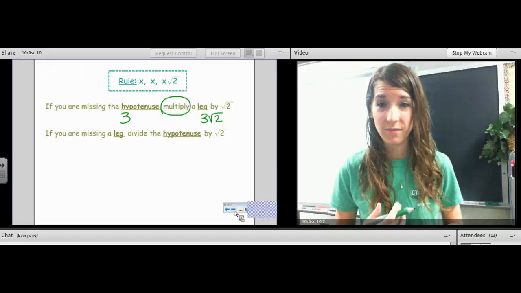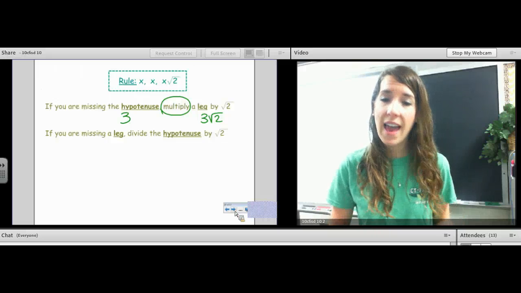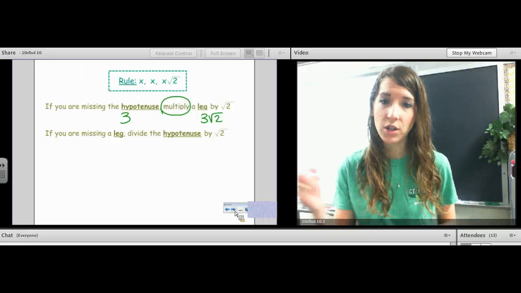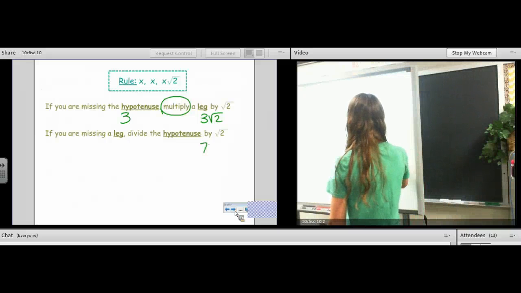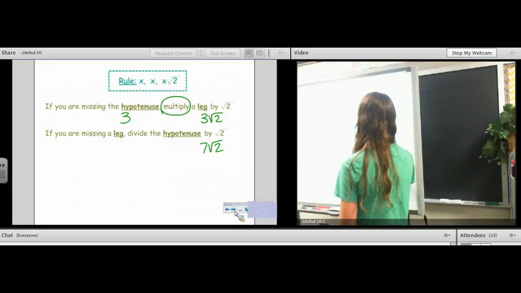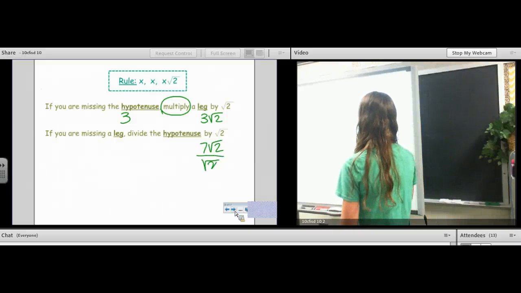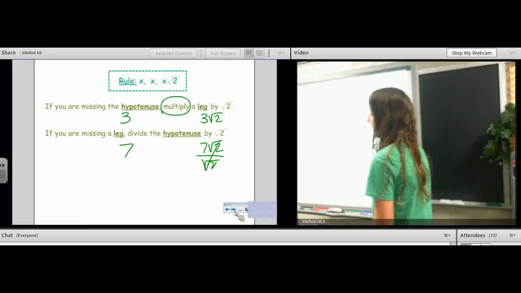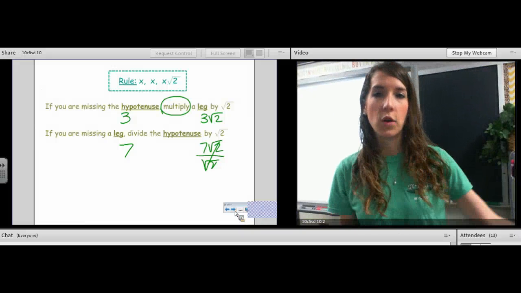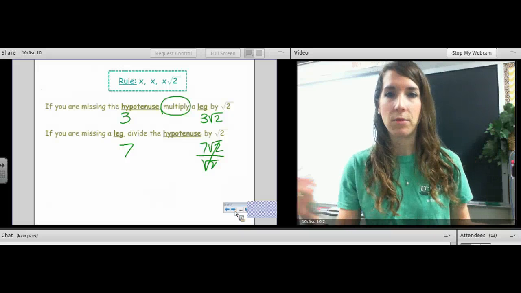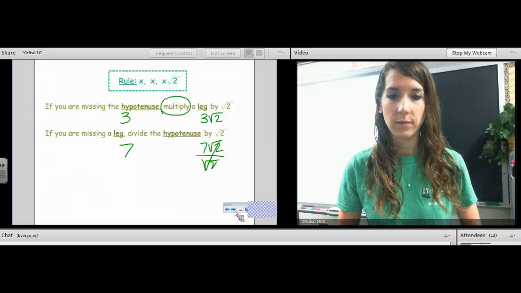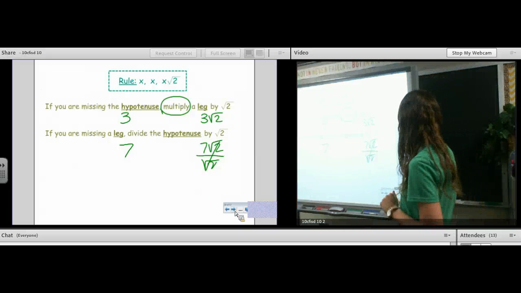If you're missing the hypotenuse, you multiply. That's the easy one. If you're missing a leg, you need to divide by root 2 because you're going backwards. If the hypotenuse is 7 root 2, you divide by root 2, and your leg ends up being 7. If you're going forward, you multiply. If you're going backwards, you divide. Forward, multiply, backwards, divide. It'll make more sense once we try some problems.